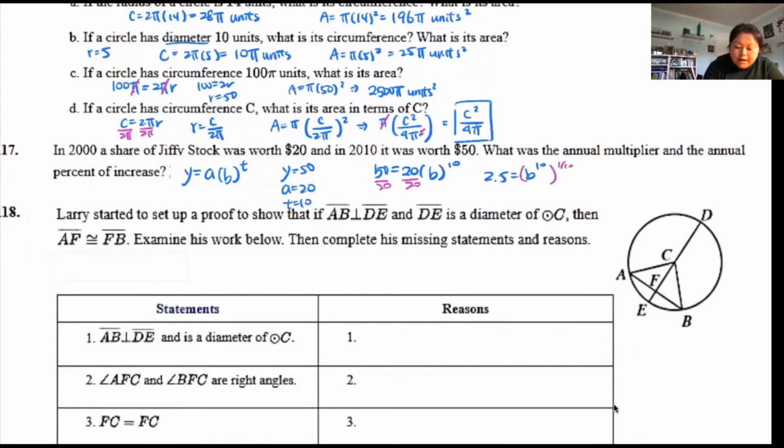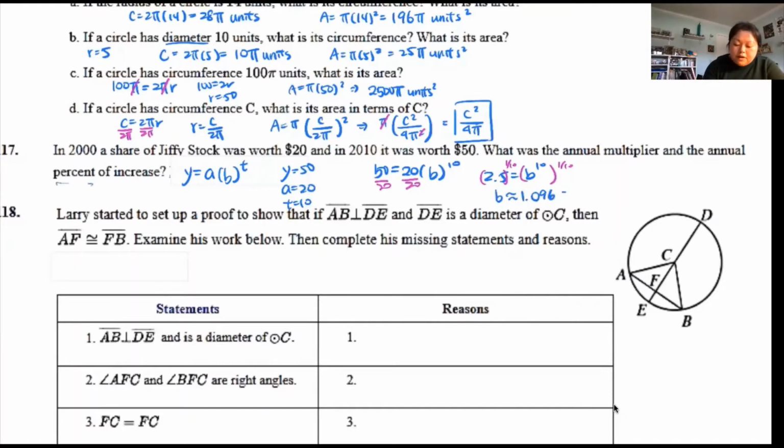So 1/10 power. If you have a scientific calculator, it actually is pretty cool to do. You go 2.5 to the parentheses 1/10 power, right? So you get your b. You're not going to get a nice answer. B is about 1.0959, so 1.096.